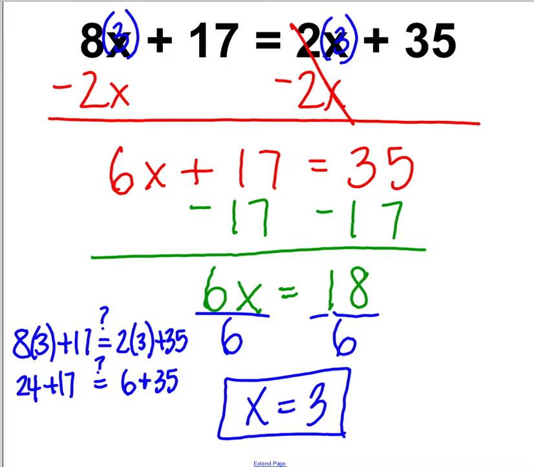Okay, well, 24 plus 17 is 41. Does that equal 35 plus 6, which is 41? Yes, then we did it correctly.